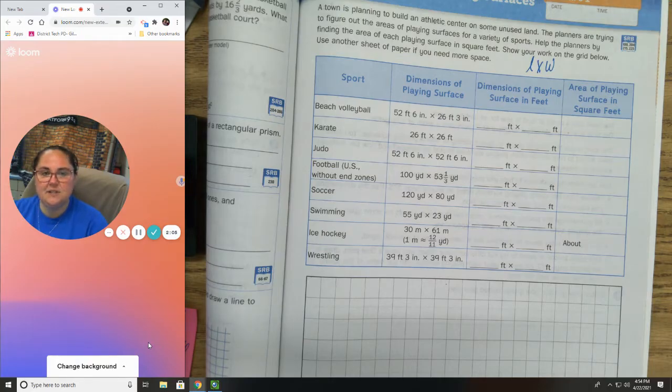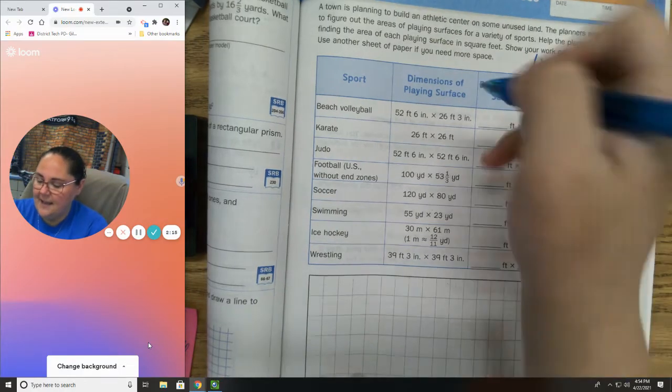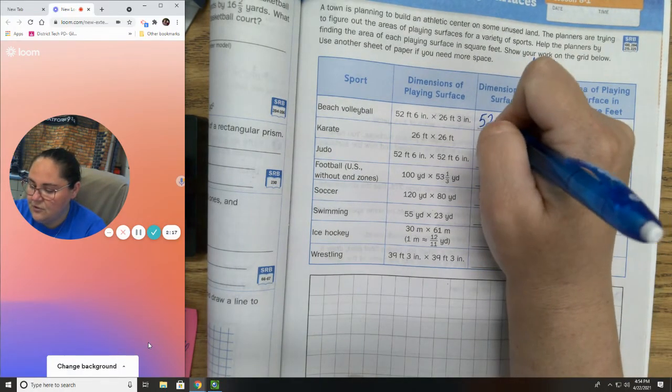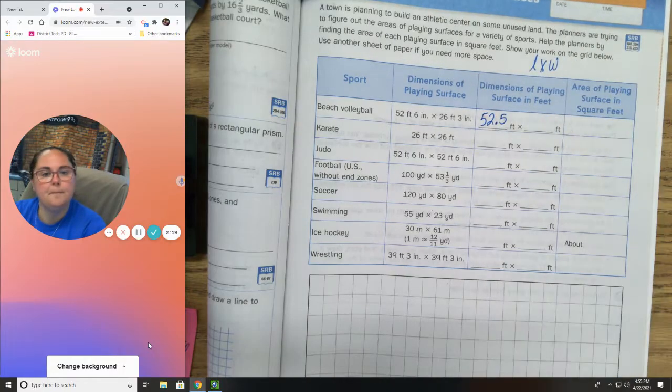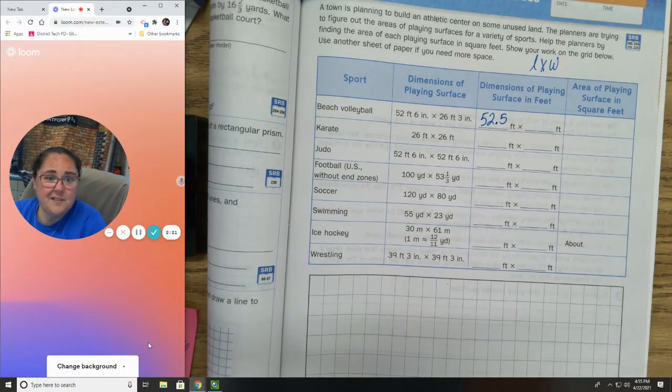52 feet, 6 inches. Well, I know 6 inches is half a foot, right? So I could say this is the same as 52.5 because 6 inches is half of a foot.